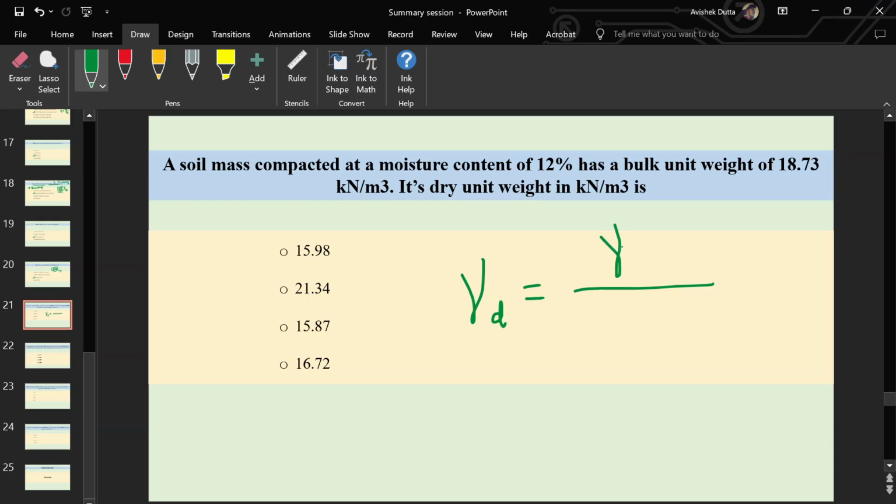Gamma bulk by 1 plus moisture content. Yes. So gamma bulk is 18.73, and 0.12 is the moisture content, so 1 plus 0.12. Solve it, you will get Option B, approximately 16.72. So dry unit weight equals bulk unit weight divided by 1 plus moisture content. Concepts and formulas, you have to remember both if you want to solve and understand at the same time.